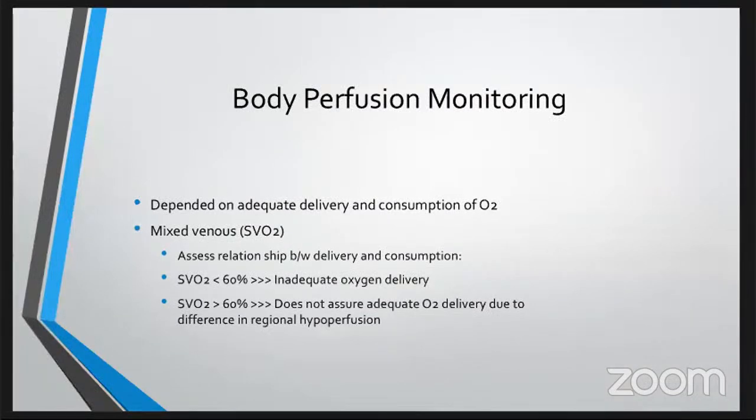For body perfusion monitoring, it depends on adequate delivery and consumption of oxygen. So the mixed venous sat assesses the relationship between delivery and consumption. A mixed venous sat less than 60% indicates inadequate oxygen delivery. And a higher mixed venous sat does not assure adequate oxygen delivery due to different regional hypoperfusion.